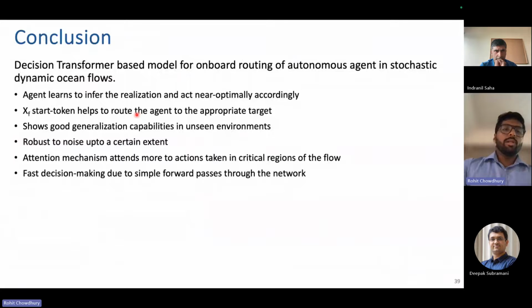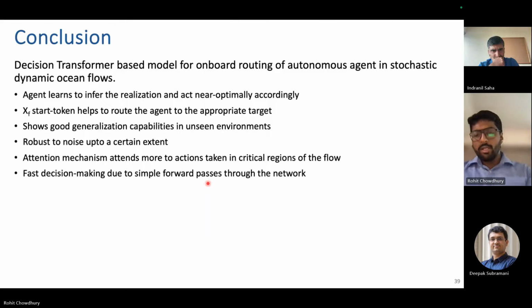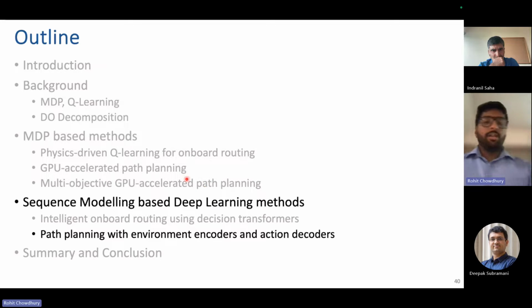So in conclusion for this work, we developed a transformer-based model where the agent essentially learns to infer what realization it's present in and act nearly optimally. It shows good generalization capabilities to unseen environments, robust to noise up to a certain extent. And of course, the attention mechanism attends more to those actions that are taken in the critical regions of the flow. And at the end of the day, since we want to do onboard routing, decision making in this case is pretty fast because it's just a simple forward pass through the network at some intervals of time. So that brings me to the end of that work.